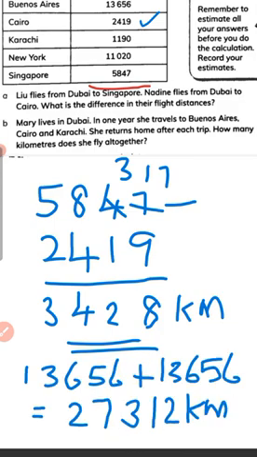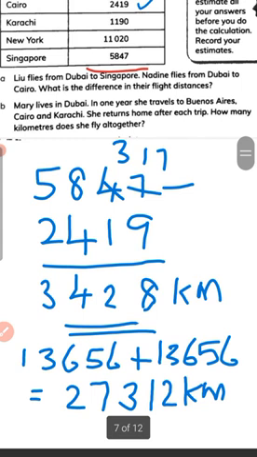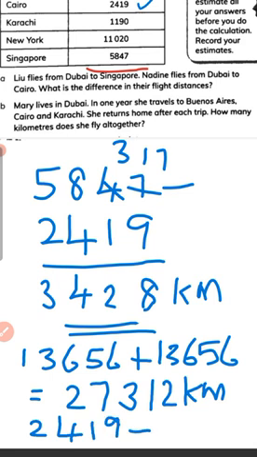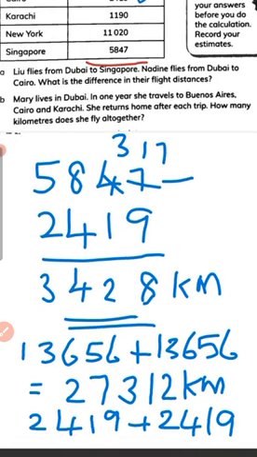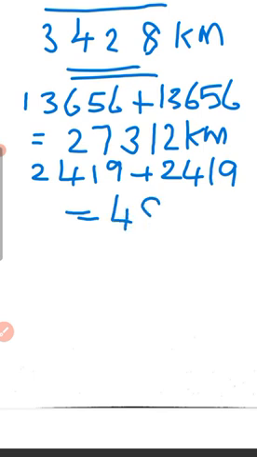Okay. Next, she travels to Cairo. The distance is 2,490. Again 2,490. Okay. Why are we adding this 2 times? Because she is traveling from Dubai to Cairo and returns to Dubai. Okay. So we have to add this number 2 times. So the distance is 4,980 kilometers.